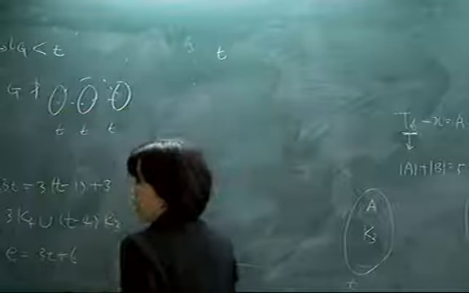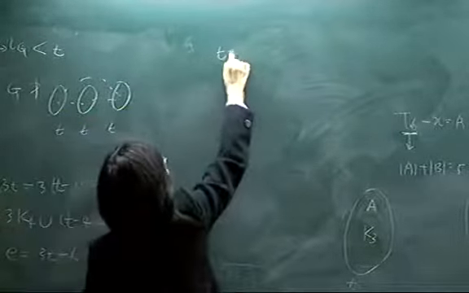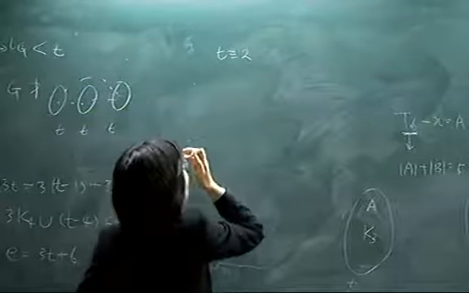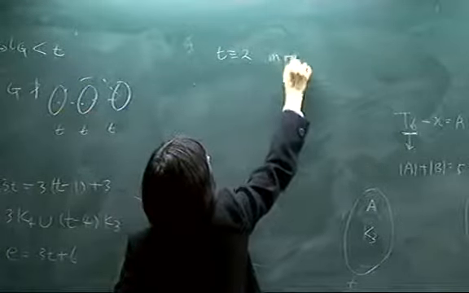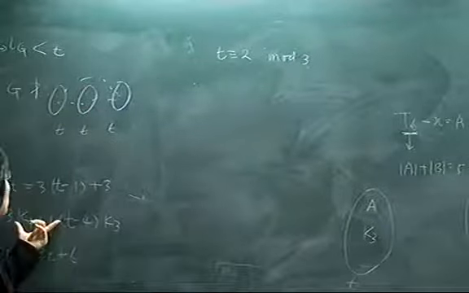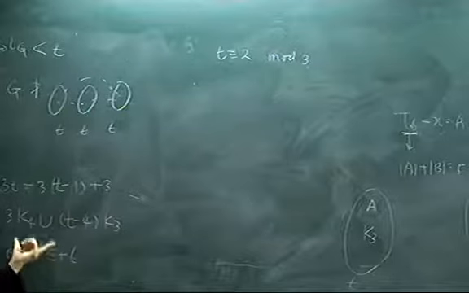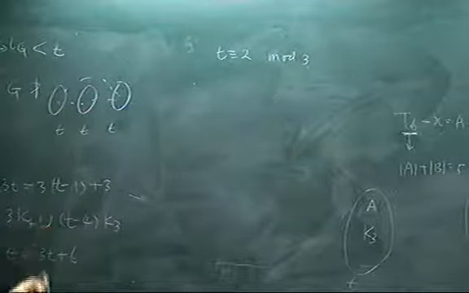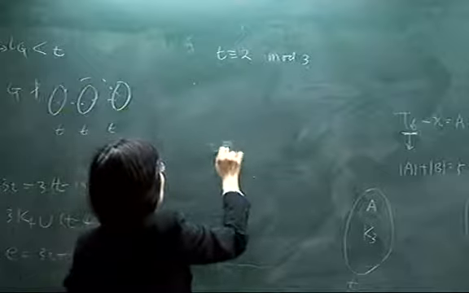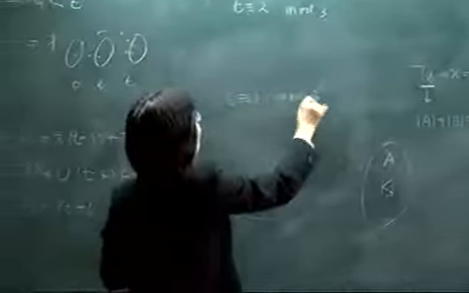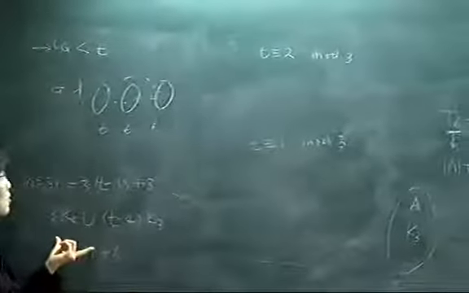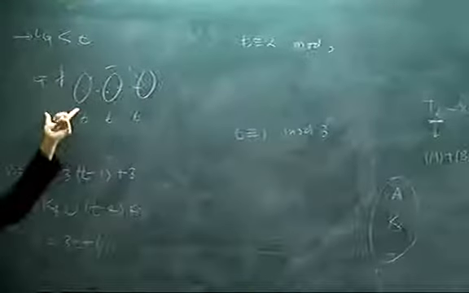Now, we consider 3 cases. When t is congruent to 2 mod 3, this graph satisfies this condition, so that's the answer. And this is the only extremal graph. And when t is 1 mod 3, this does not satisfy these conditions.